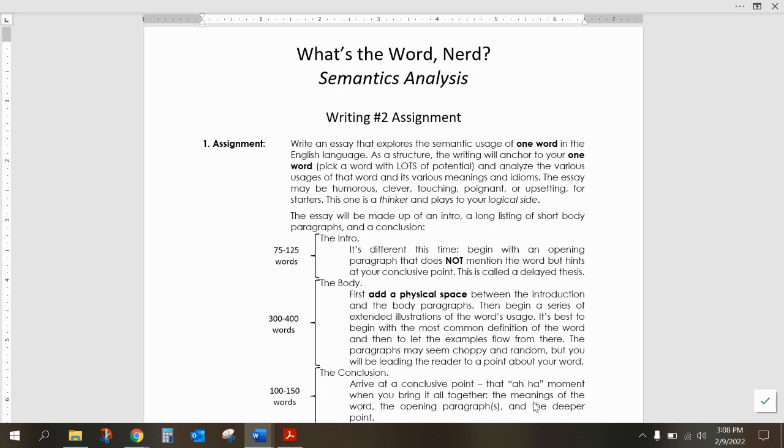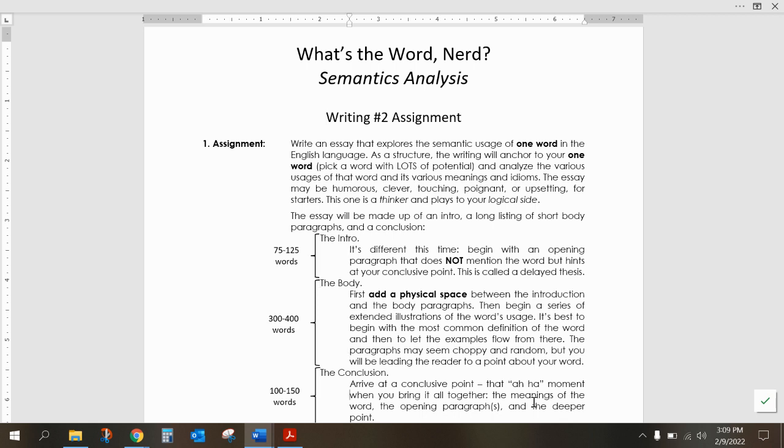For that reason, we're going to leave writing the introduction until the very end of the paper. I don't want you to even think about what your introduction is until you know what your conclusion is. So we're actually going to start with the bodies of the essay. We're going to focus on the different ways of using the word. The body paragraphs, the meat of this thing, are between 300 and 400 words, where you focus on how you use your word.